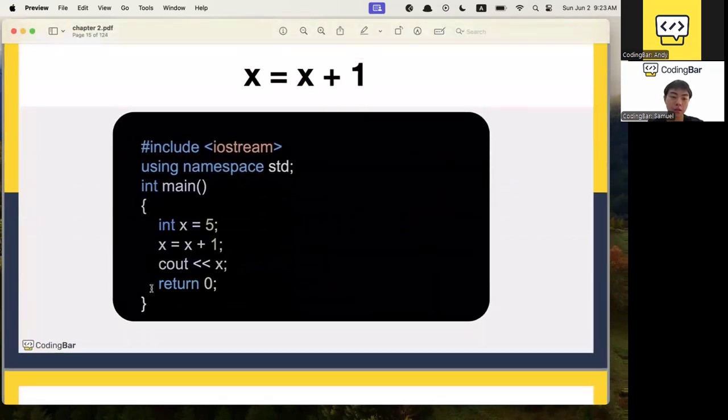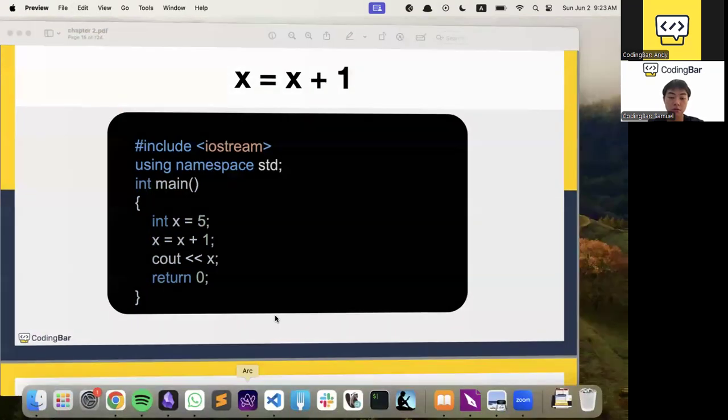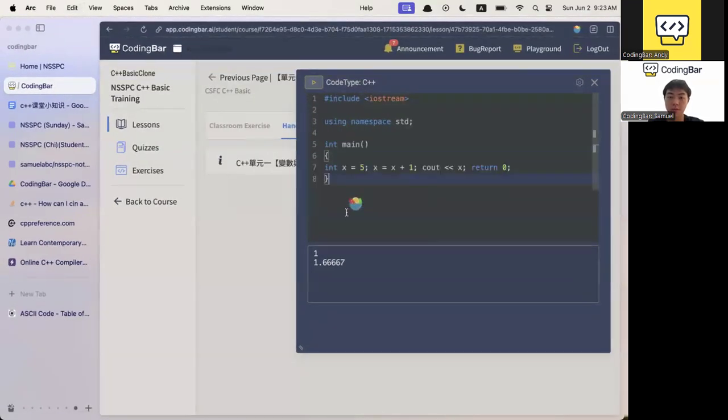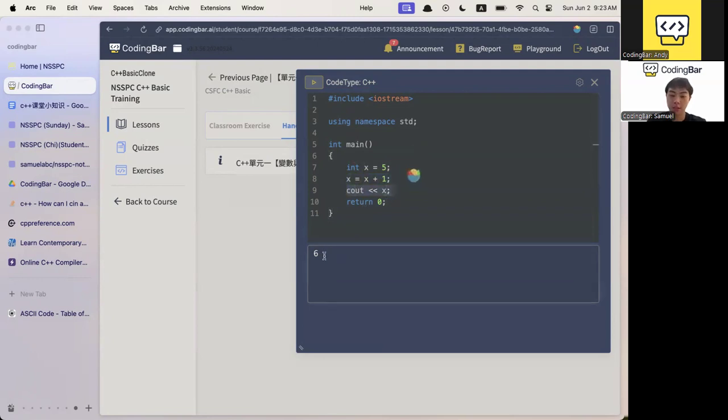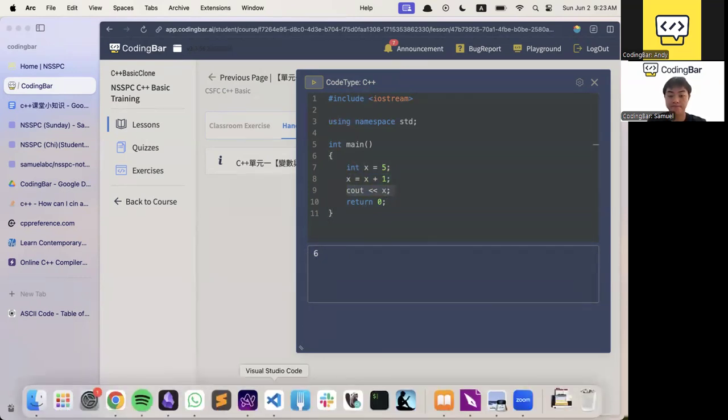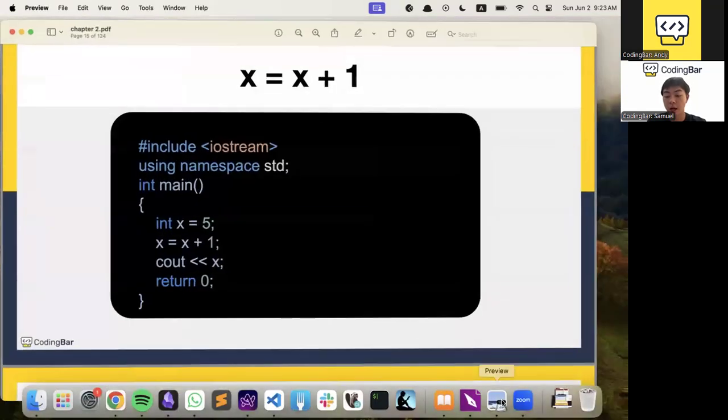So we have a program here. Let's try to run it in our playground. Let's run it and format it a bit to make it look better. Initially x is 5, and then we assign x with x plus 1. So 5 plus 1 equals 6, and we're assigning this 6 back to x. And then we print out x. So x is 6. It's simple, right? But it can get trickier.